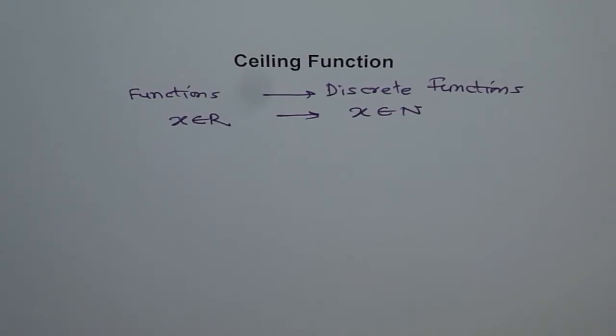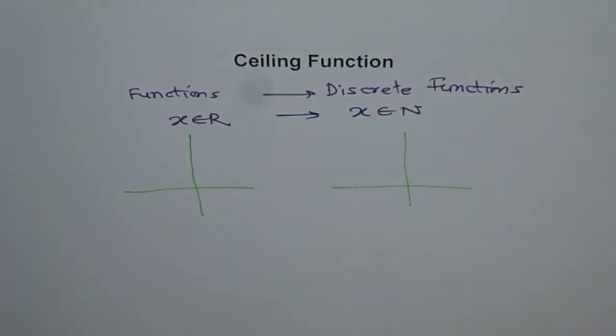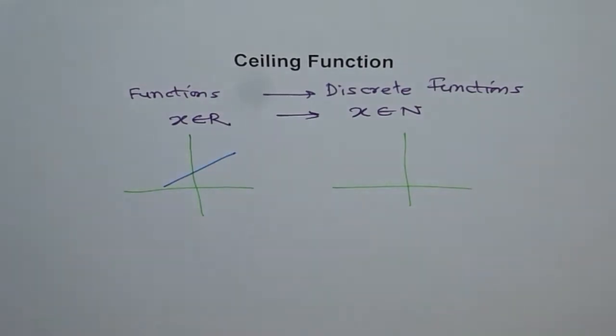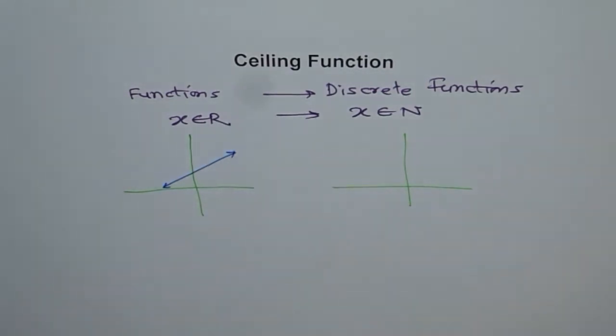Now here it goes. Let's look into both the functions. Let's take one function here and a discrete equivalent here. So we have a straight line. Let's say we have a straight line here, right? Now that is kind of a straight line. In real, we are not really bothered. Domain is all real numbers. Well, there you go. Perfect.